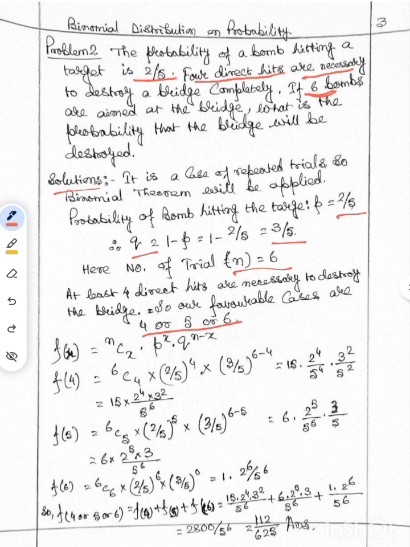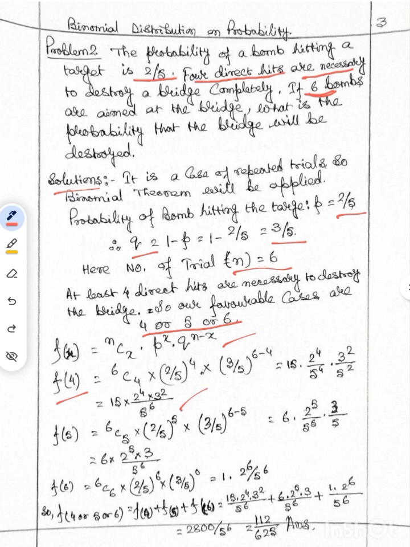Okay. Therefore the probability of x equal to n combination x into p to the power x into q to the power n minus x. Next, probability of 4 bombs hitting the target. That becomes 6 combination 4 into (2/5) to the power 4 into (3/5) to the power 6 minus 4.